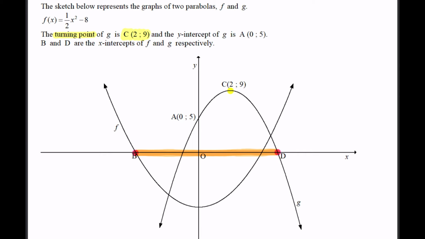What do I notice about B and D? B and D are the x-intercepts of these two respective graphs, which means that if I can determine the two x-intercepts, I'll be able to find the length of this line. The important thing to note is which x-intercept belongs to which graph. So B is the x-intercept of F and D is the x-intercept of G. We are now going to determine the x-intercept, and remember, for the x-intercept, we're going to let y equal 0.